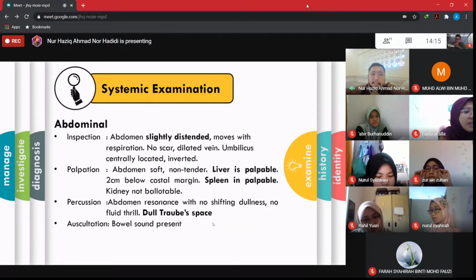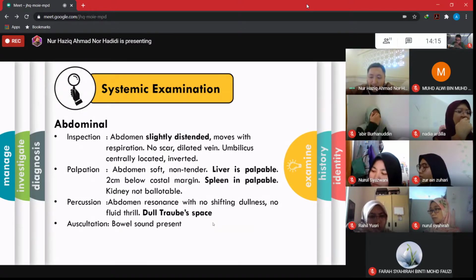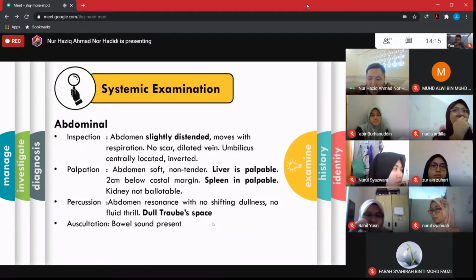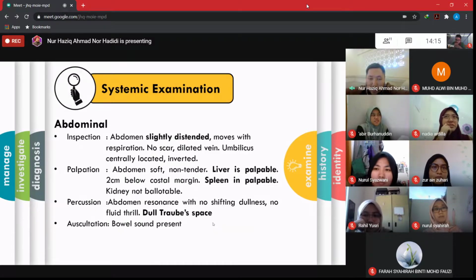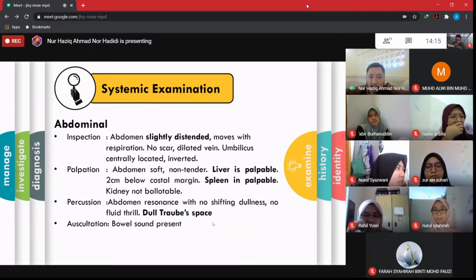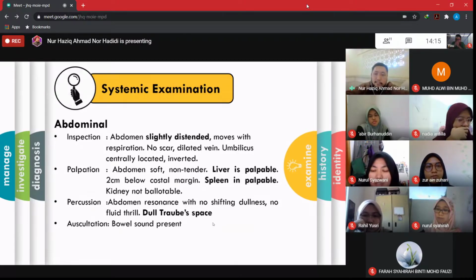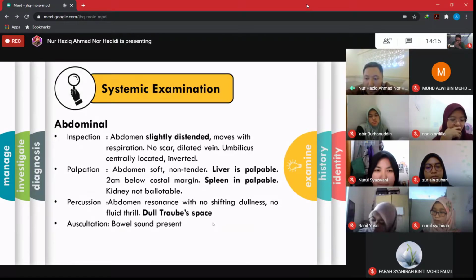So for the systemic examination, the abdomen is slightly distended but moves with respiration. There is no surgical scar or dilated vein noted, and the umbilicus is centrally located, not inverted. On palpation, the abdomen was soft and non-tender. However, there is a palpable liver 2 cm below the costal margin. The tip of the spleen is also palpable. However, the kidneys were not ballotable.